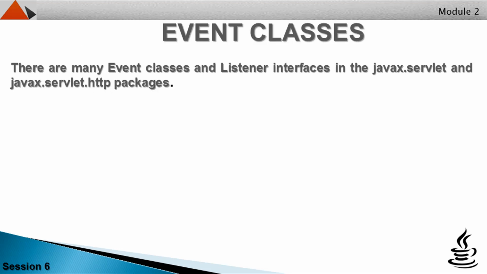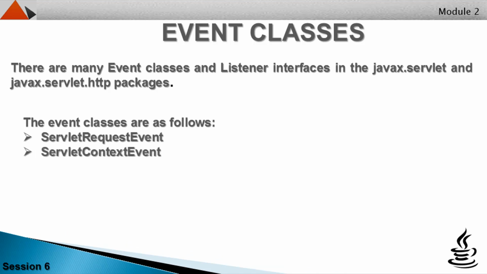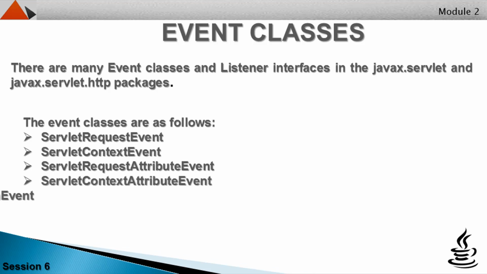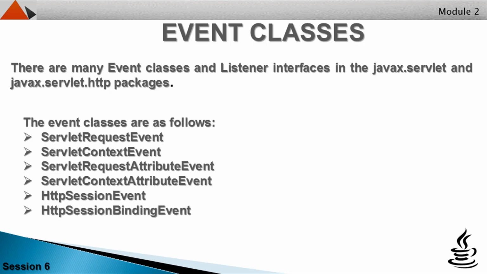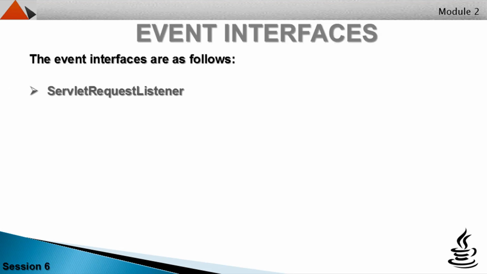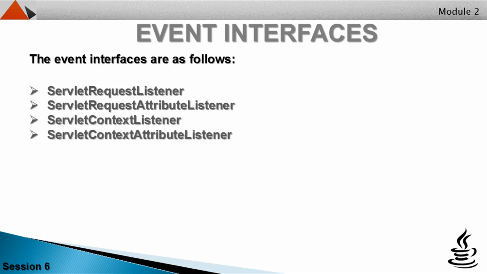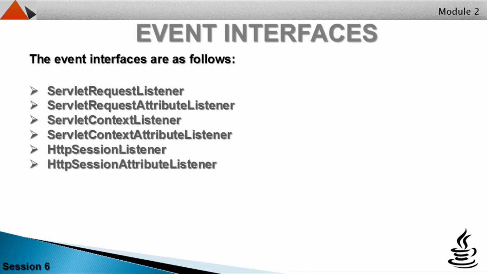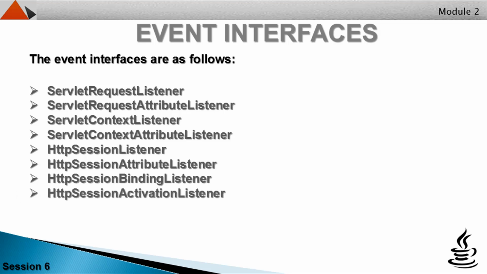There are many event classes and listener interfaces in the javax.servlet and javax.servlet.http packages. The event classes are ServletRequestEvent, ServletContextEvent, ServletRequestAttributeEvent, ServletContextAttributeEvent, HttpSessionEvent, and HttpSessionBindingEvent. The listener interfaces are ServletRequestListener, ServletRequestAttributeListener, ServletContextListener, ServletContextAttributeListener, HttpSessionListener, HttpSessionAttributeListener, HttpSessionBindingListener, and HttpSessionActivationListener.